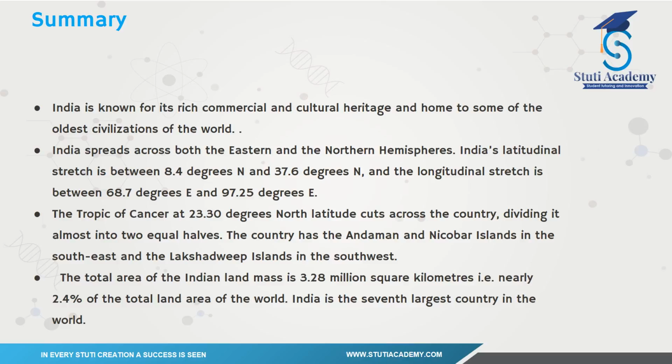A study of the map shows that the Tropic of Cancer at 23.3 degrees north latitude cuts across the country, dividing it into two equal halves. Students, do you know the Tropic of Cancer is the northernmost latitude at which the sun can appear directly overhead at noon?